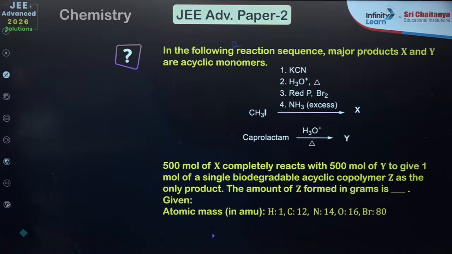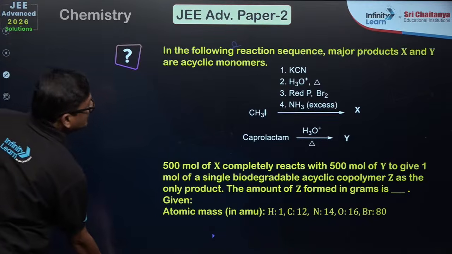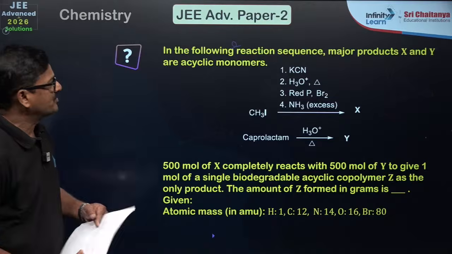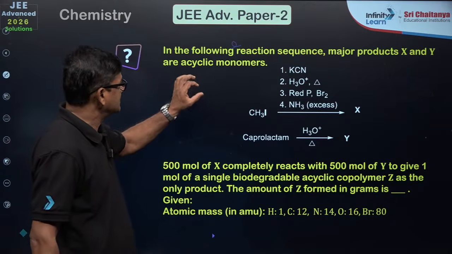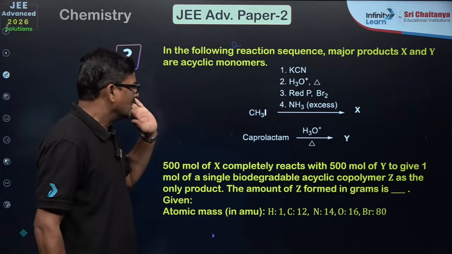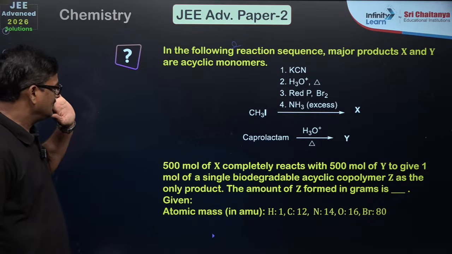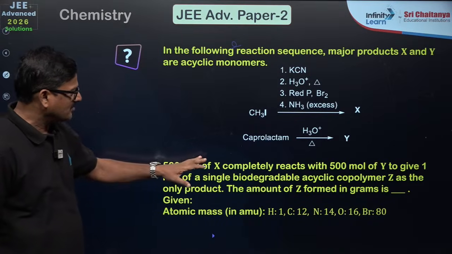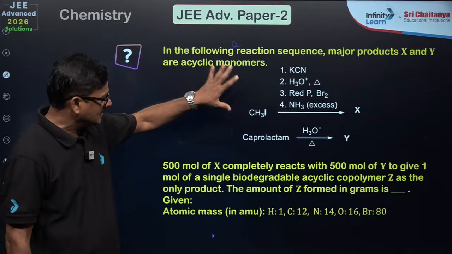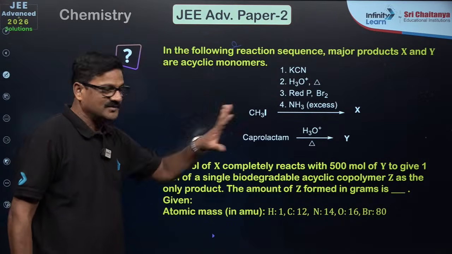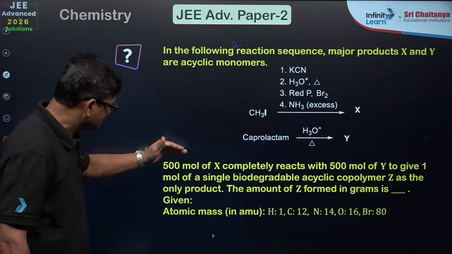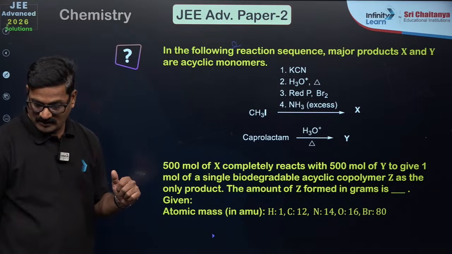Moving ahead, one more question. In the following sequence of reactions, major products X and Y are cyclic monomers. And 500 mL of this X completely reacts with 5 mL. So let us see what X and Y are, then we will solve the numerical part here.